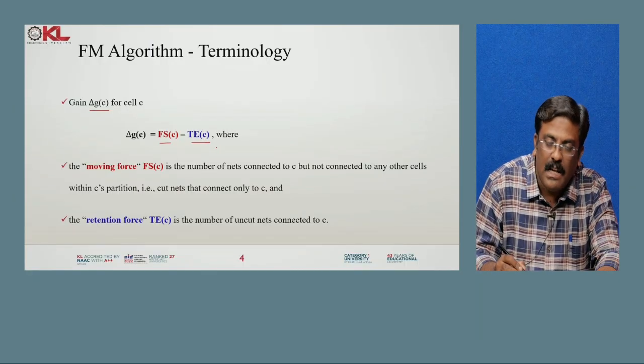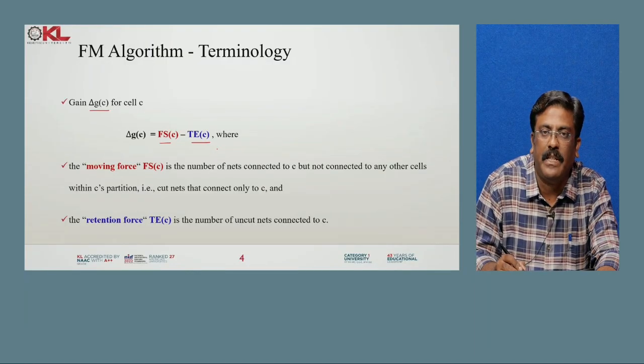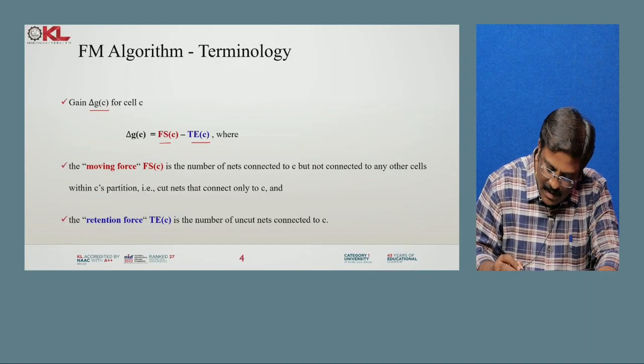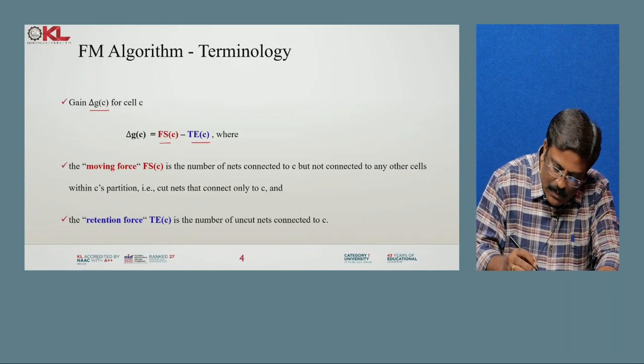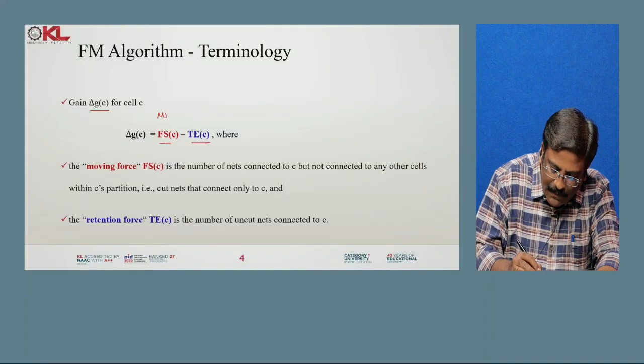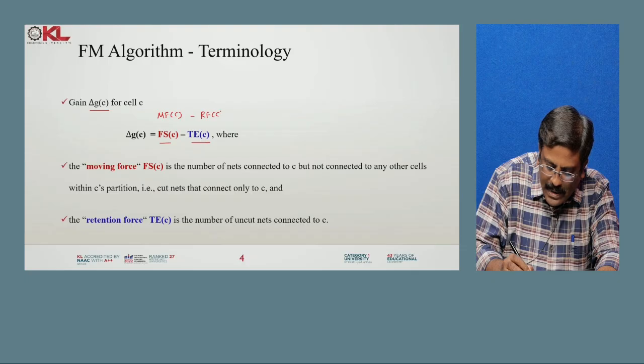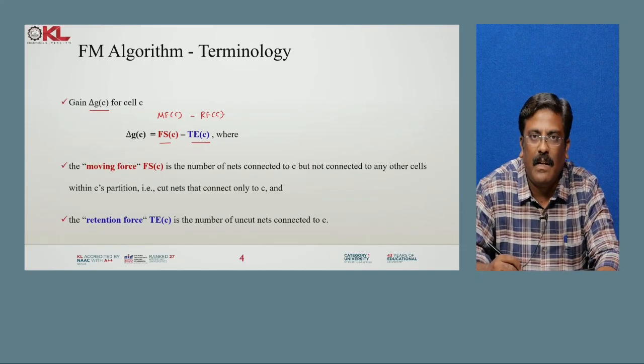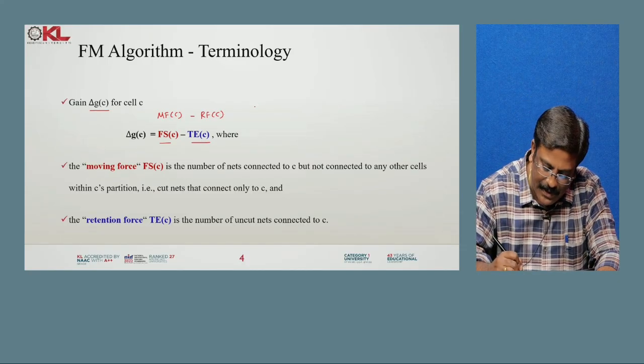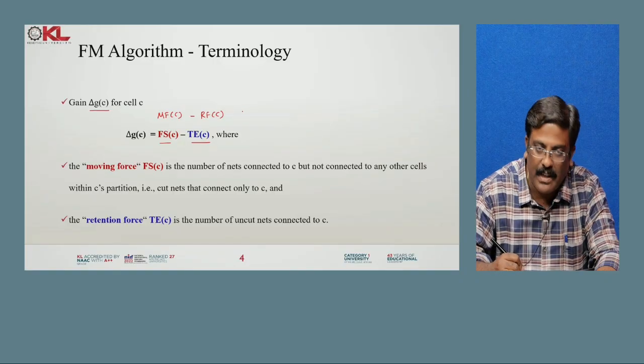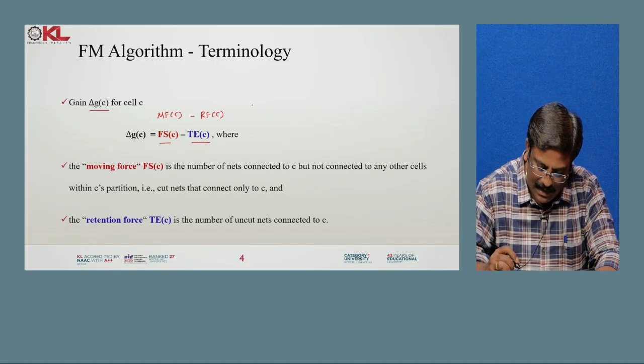So this is the conventional method by which we can represent the gain of a cell in the FM algorithm. For our easiness, we can assume it like this: moving force of C minus retention force of C. This is for our local remembering; we can even reconstruct the function like this for del G of C.